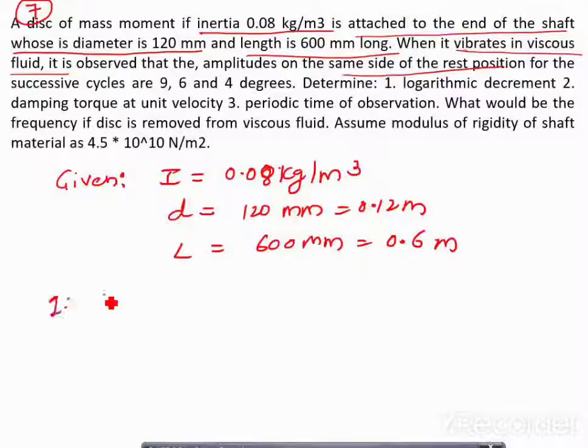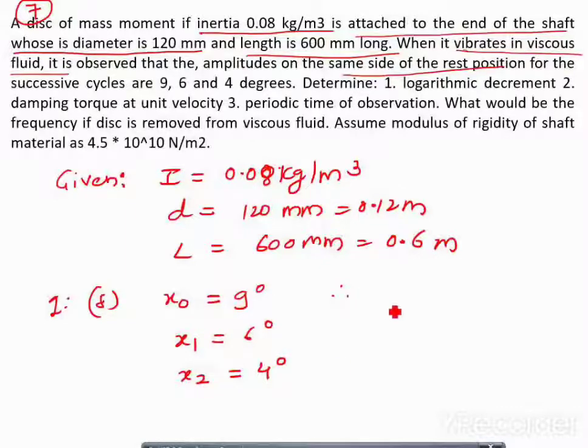Obviously the first step is to find the delta, that is the logarithmic decrement. Let us say x0 is the initial amplitude, let us say it is 9 degrees. Let us say x1 is the next amplitude, it is 6 degrees, and x2 is again the next amplitude, let us say it is 4 degrees. So x0, x1, x2 are given.